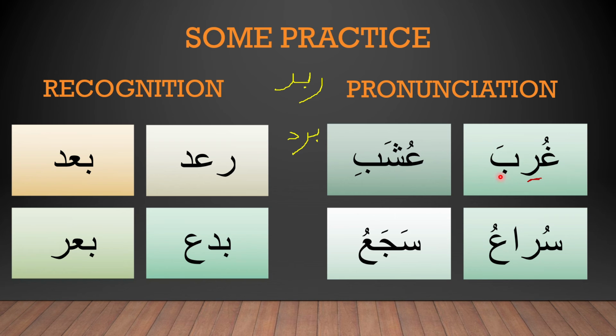Ba, fatha, ba. Ghuri, ba. Ain, dhamma, u. Shin, fatha, sha. Usha, ba, kasra, bi. Usha, bi. Can you hear the ain? Usha, bi. Sin, dhamma, su. Ra, alif, ra. Su, ra. Ain, dhamma, u. Su, ra, u.